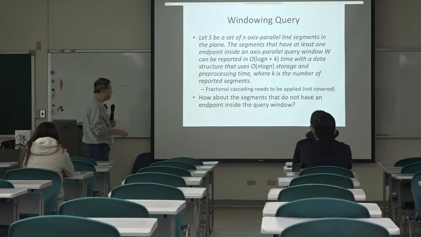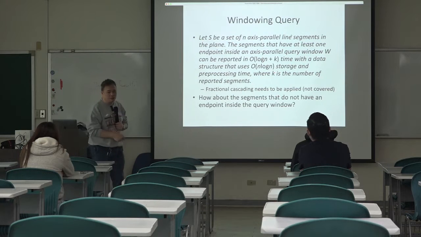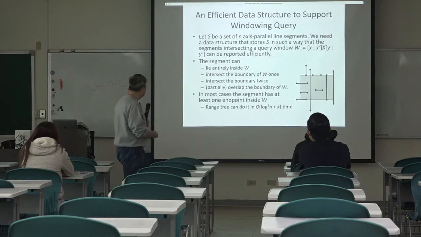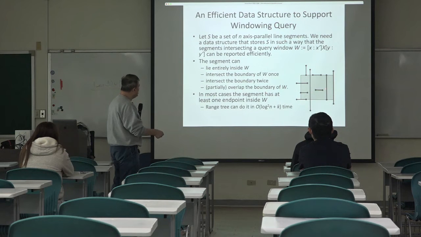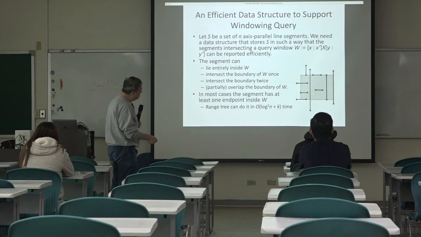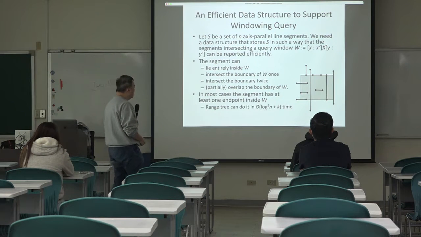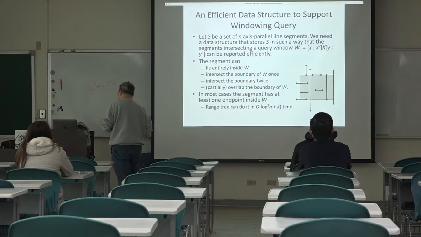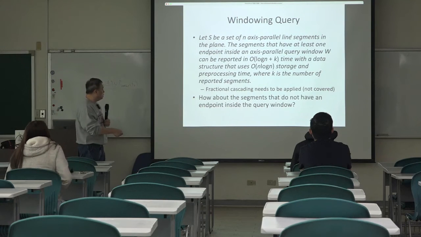But how about the segments that do not have an endpoint inside the query window? As I said, the previous one deals with the first two cases. Depending on how you define the boundary, it also partially deals with this. But if you have a segment that intersects the boundary twice, obviously the endpoints of such a segment are not inside the query window, right?